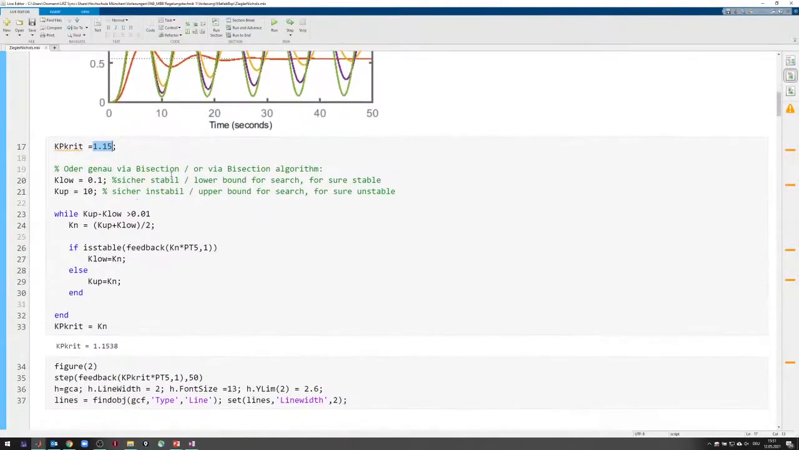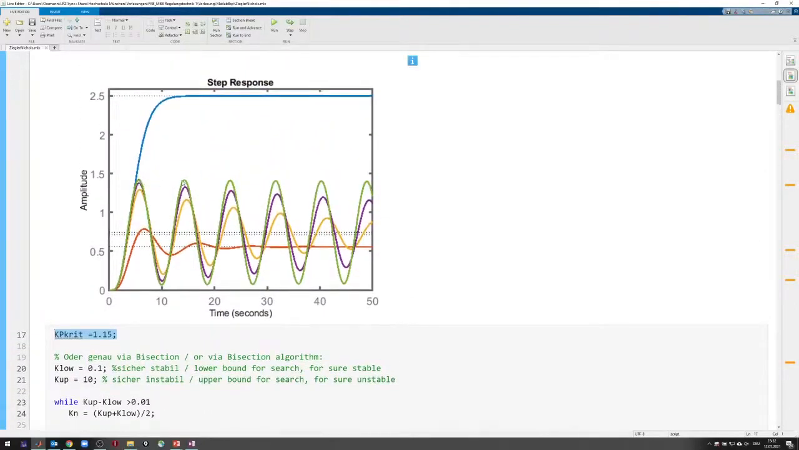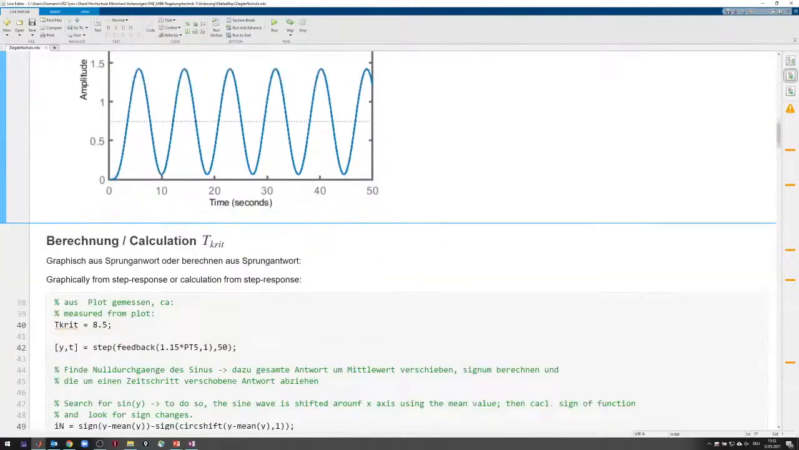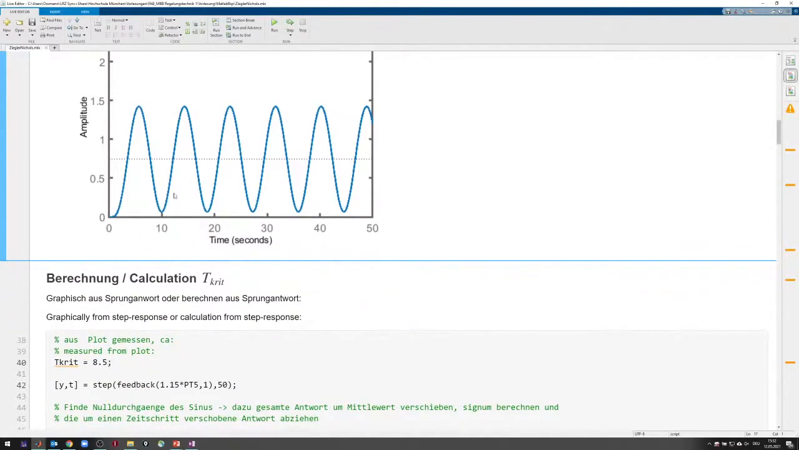Well, this was just for fun. I did a bisection algorithm just to see if I did it correct. If you do it really mathematically, you come up with a gain of 1.1538. So I actually came pretty close by just tuning it by hand. Okay, so you have the critical gain, and the next step is you need to calculate the period of this green curve, right? So of this oscillation. So this is again the green curve, now it's blue, with the controller gain of 1.15. And if you measure it by hand, really zoom in, I got a value of 8.5 seconds, right?